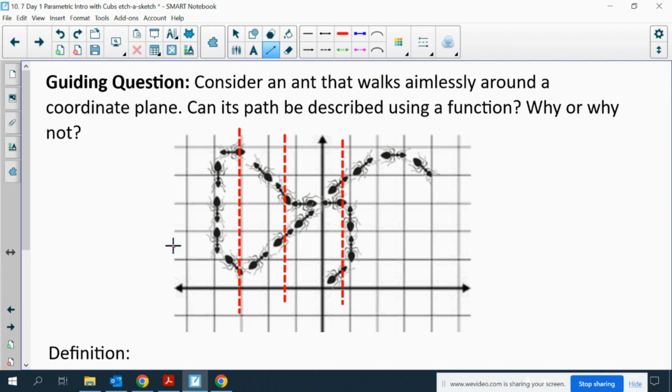And also notice, this is not passing the horizontal line test either. So in order to describe this ant's path, we would have to use relations, and that can sometimes be somewhat difficult, especially if we want to describe where the ant is at any particular time.